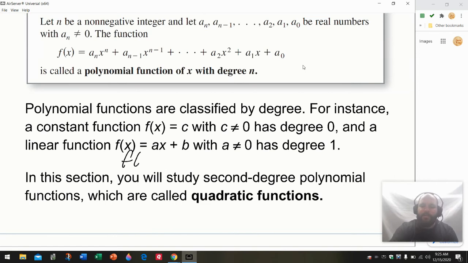So if you had an x squared, the degree would be 2. If you had an x cubed, the degree would be 3.